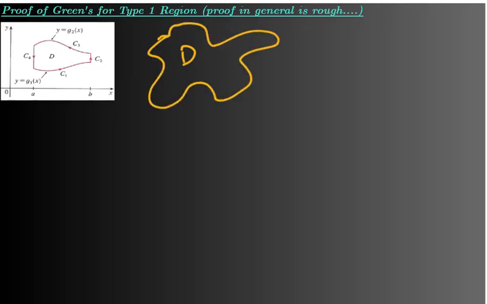But you could also just have region D being like some weird thing like that. And there's tons and tons of regions like this out there in the world. And to prove Green's theorem for these kind of regions is really, really difficult. And I actually didn't see how to do that until I took a course on differentiable manifolds. So if you want to Google that word up, see what that's all about, go for it. But I'm not going to talk about it here.